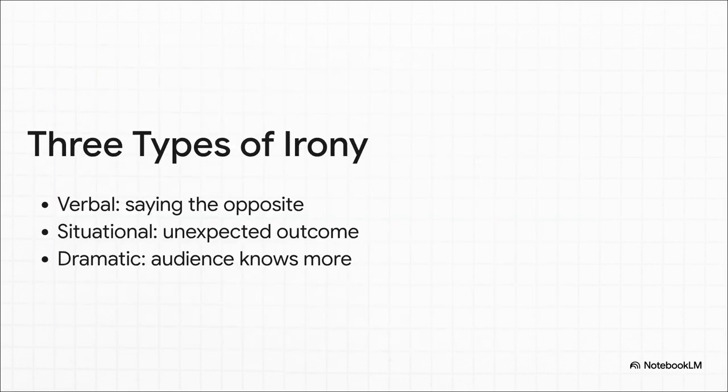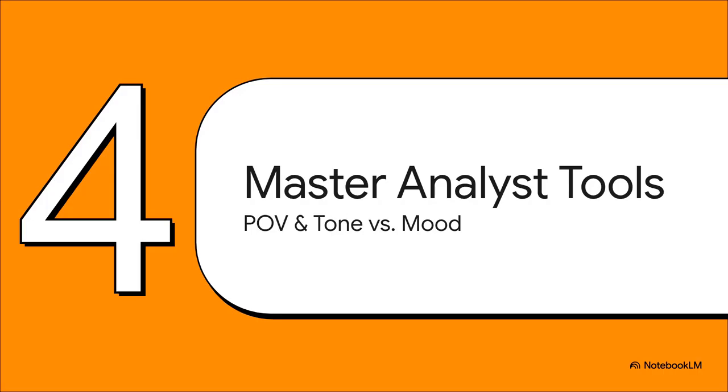Irony. This one can be tricky because it actually comes in three main flavors. You've got verbal irony, which is basically sarcasm. Then there's situational irony, which is when the outcome is the complete opposite of what you'd expect. And finally, dramatic irony. This is when we, the audience, are in on a secret that the characters aren't, which creates incredible tension.